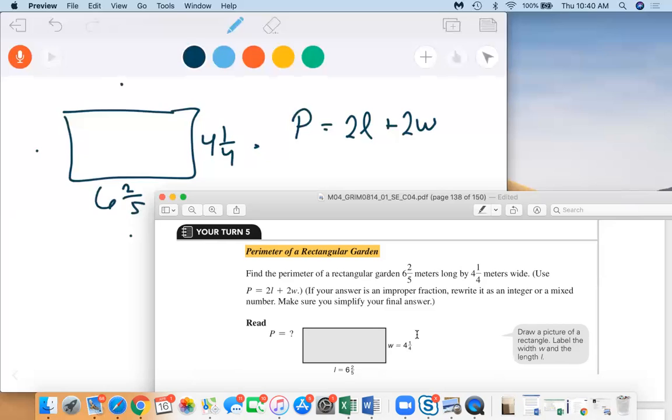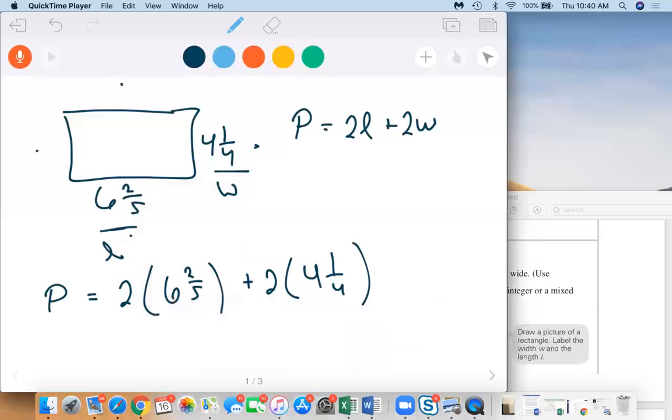So we're given the length and we're given the width, right? And all we need to do is plug those numbers in. So the perimeter equals 2 times 6 2/5 plus 2 times 4 1/4. Now, you can leave this as mixed numbers, but once you start trying to multiply with mixed numbers, it's really not always that easy.